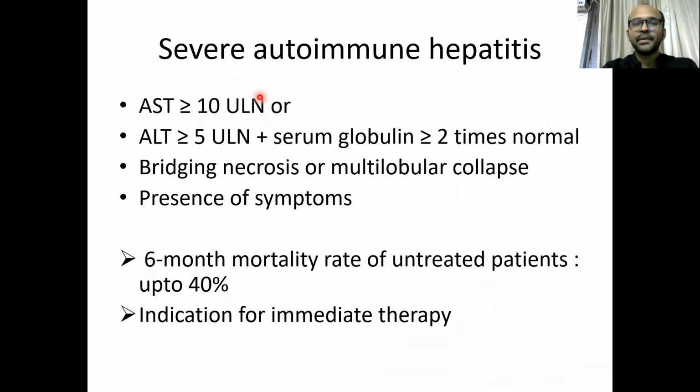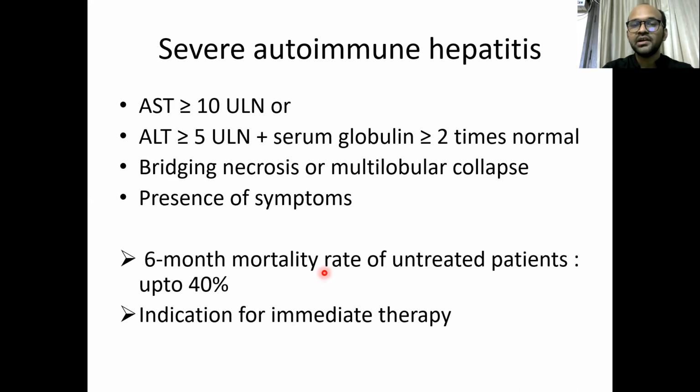So severe autoimmune hepatitis is if AST is more than 10 times upper limit of normal, or if ALT is more than 5 times but serum globulin is more than 2 times normal, if you have bridging necrosis or multilobular collapse on histology, or if the patient is symptomatic, right?